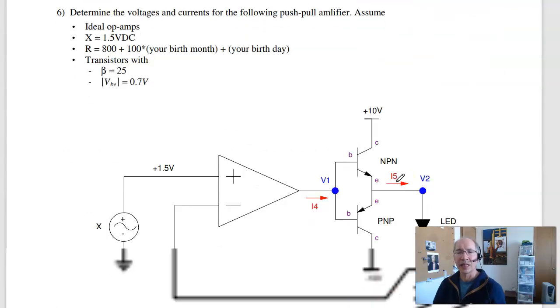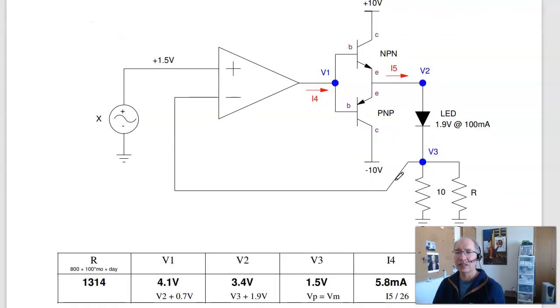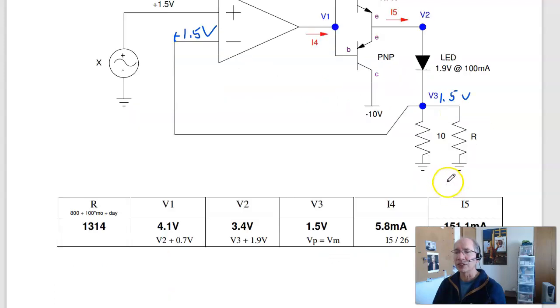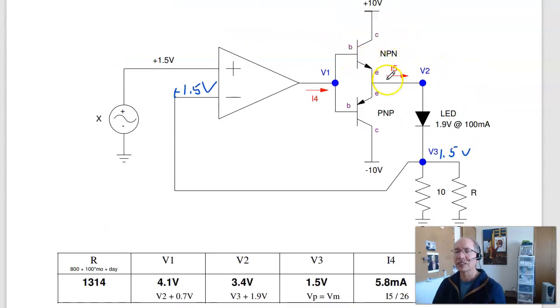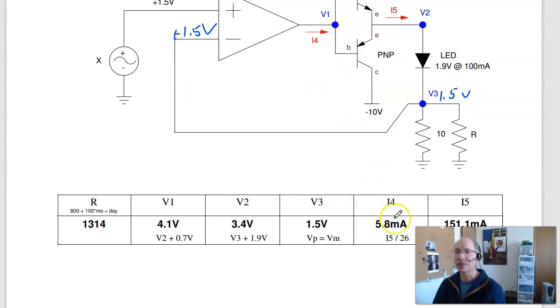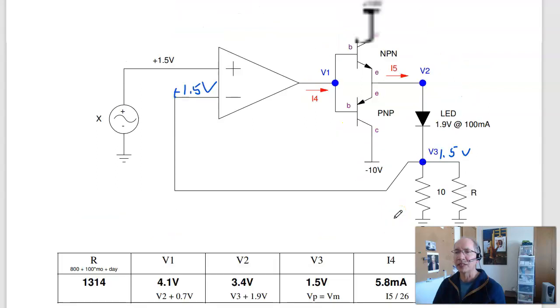The last problem is a push-pull amplifier in current mode. If I have this circuit, V plus equals V minus, so here's 1.5 volts. This is 1.5 volts. These resistors set the current. 1.5 divided by 10 in parallel with R gives you 151 milliamps. So that's I5. Again, that's the emitter current divided by beta plus 1, divided by 26. They get our I4, 5.8 milliamps.